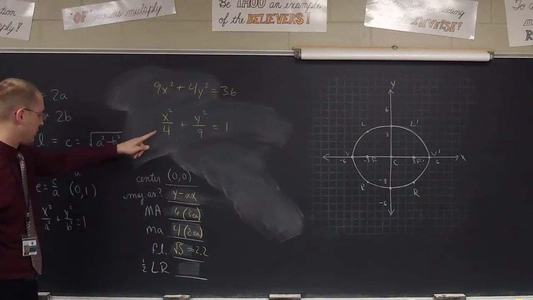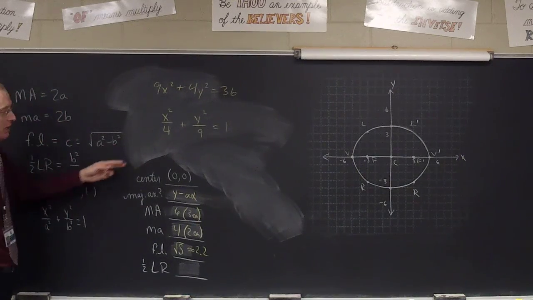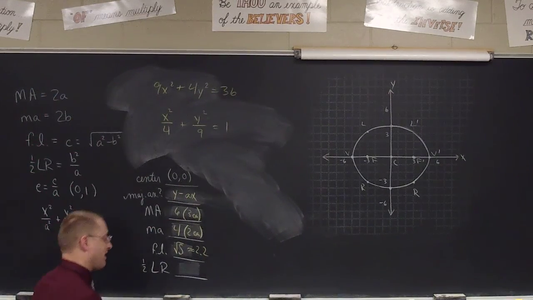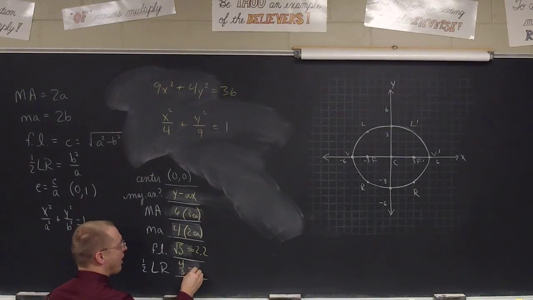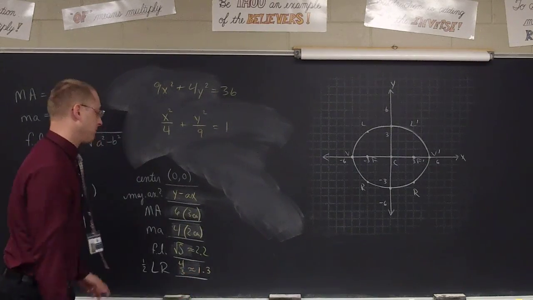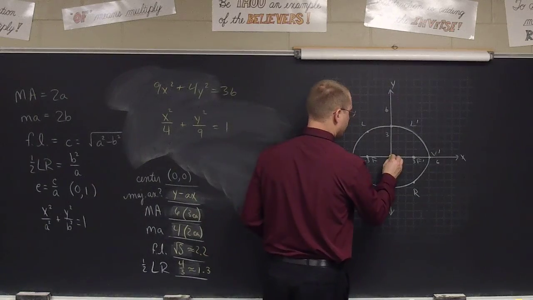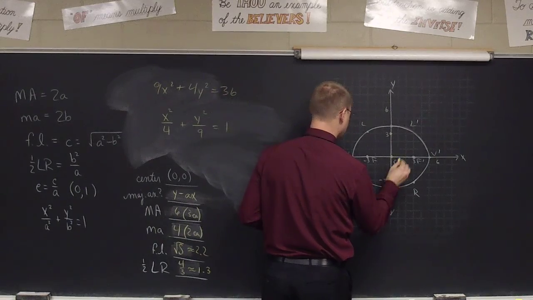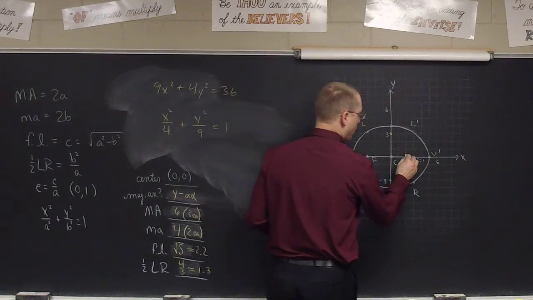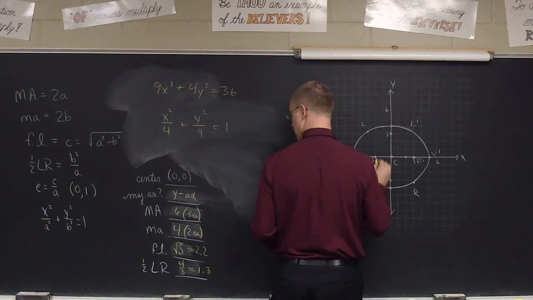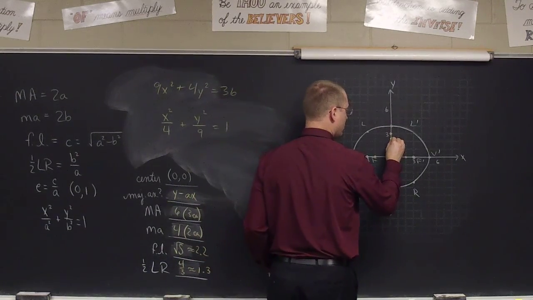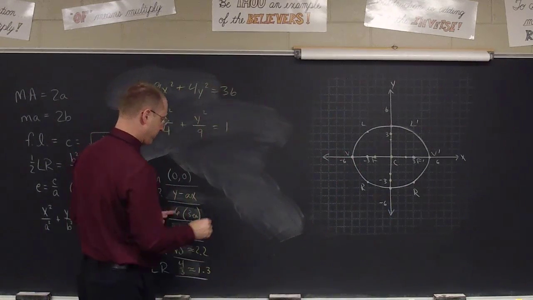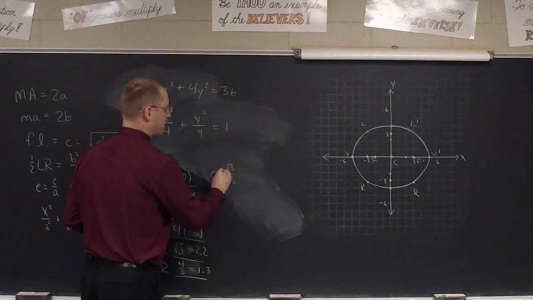And then the half lateral rectum, remember, is going to be your b squared over a. Well, there's your b squared. Your a is a 3, so we end up with 4/3, or we could say that's about 1.3, 1 1/3, right? So once again, your center here at 0, 0. You're going to go up and down 3 to the ends of the y-axis. We're going to go 2 over on the x-axis. Up and down 2.2 to the foci. By the way, then, you would have square root of 5 over 3 for your eccentricity.